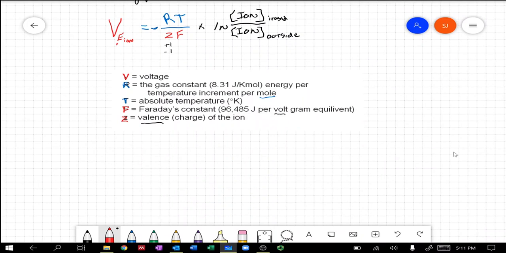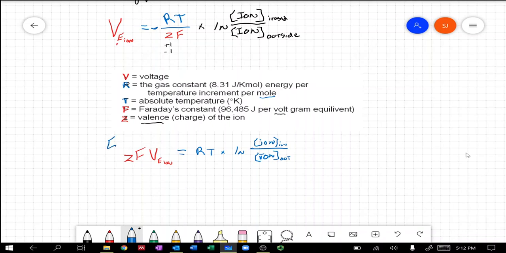So I can show you how that would play out. We can rearrange this simple formula here so that we have ZF voltage. I'm just going to do the E ion, so you know what we're dealing with here. This is multiplied times the natural log of our concentration gradient again. So again, this is electromotive force here, electrical force. And again, we can consider that electromotive force compared to concentration.